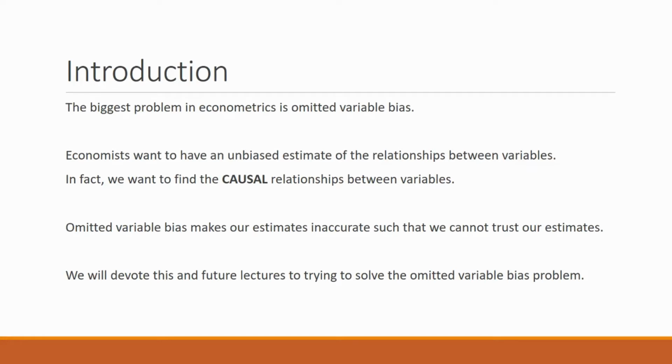Okay, so omitted variable bias makes our estimates inaccurate, such that we can't trust our estimates to represent the true information about the relationship between variables. Omitted variable bias is one of our biggest problems because it gives us biased estimates. And with biased estimates, we can't conclude that we know the true relationship between variables, and we certainly cannot say that we have the causal relationship between variables. So we're going to devote this lecture and future lectures to trying to solve this omitted variable bias problem.